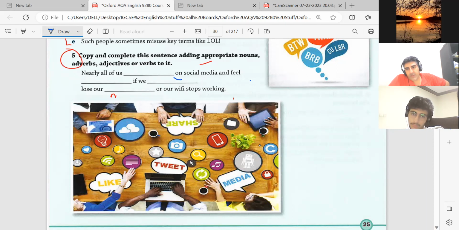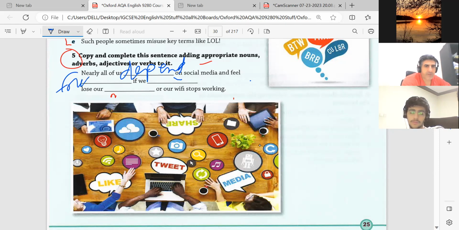So Khalid uses rely on. So depend. Exactly, depend on. Depend on social media, complete phrase. And feel frustrated. Okay, if we feel frustrated, yes. If we occasionally, unfortunately or occasionally, yes, makes sense.